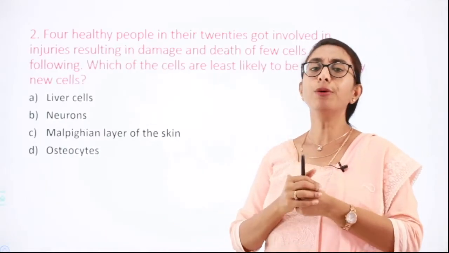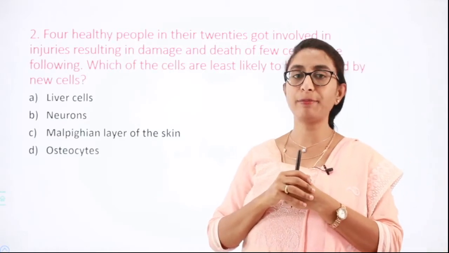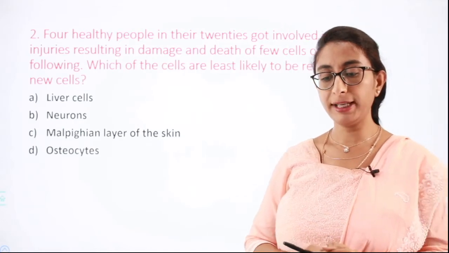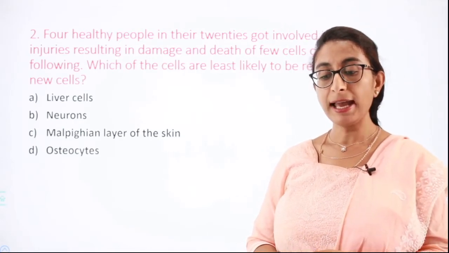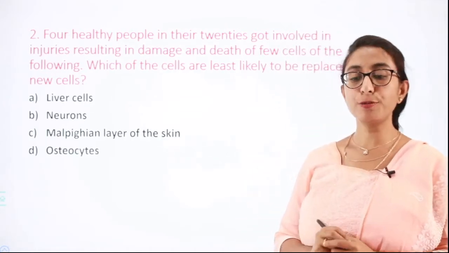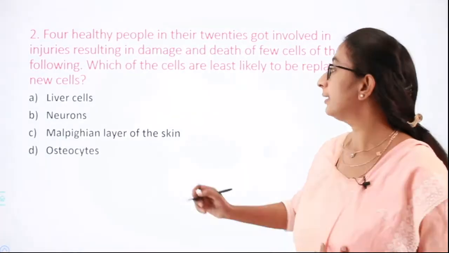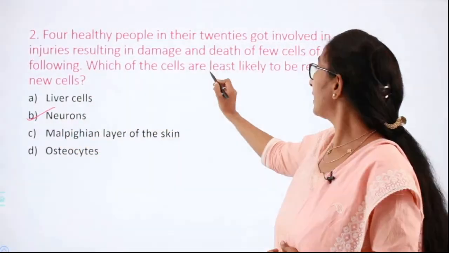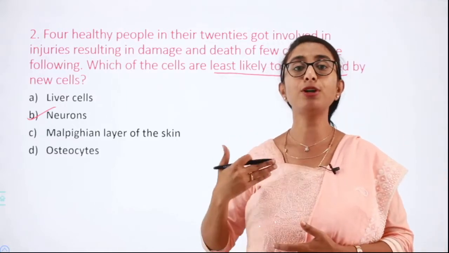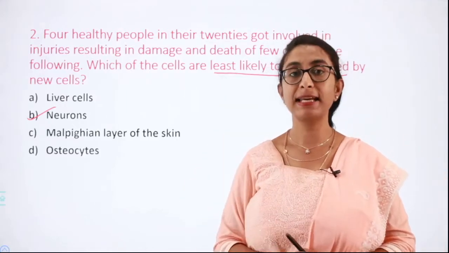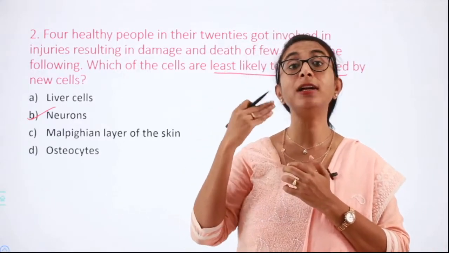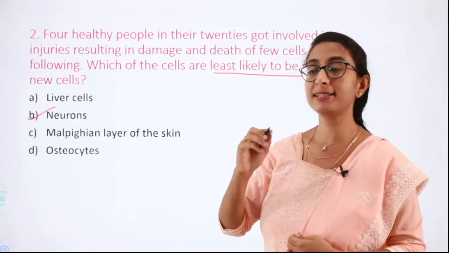Now we shall discuss a few questions asked in previous year NEET examinations with respect to this topic. Four healthy people in their 20s got involved in injuries resulting in damage and death of a few cells of the following. Which of the cells are least likely to be replaced by new cells? Here the answer is neurons, because we do not have much replacement of neural cells. That is why as we grow old, after crossing 50 or 60 years, people get neurodegenerative disorders like Huntington chorea.